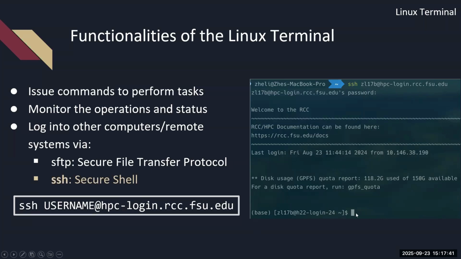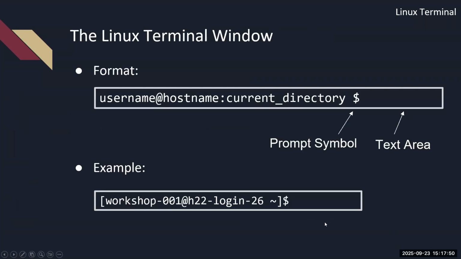From here, you can run your program, you can do anything and write any command. This is what we call the terminal window. The general format of the terminal window is username at hostname, and then the colon is not a must. The current directory will show where you are. This is very important. The $ sign is called the prompt symbol. It shows that from here, everything else is a command. And this is the text area.